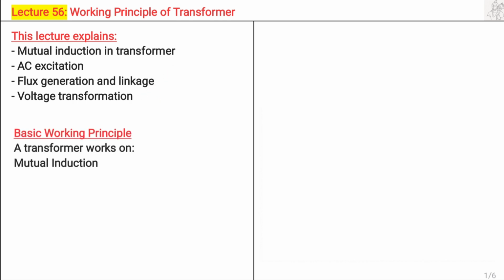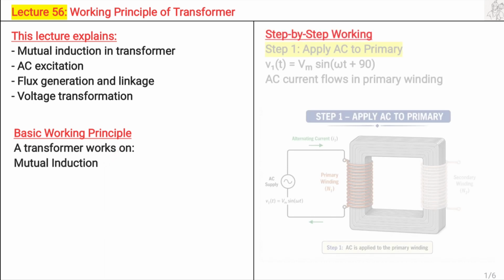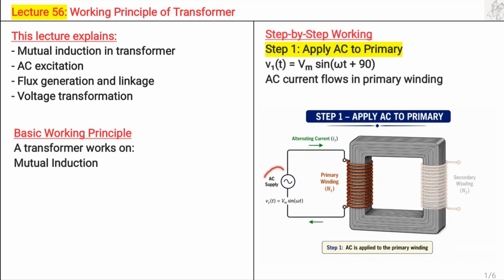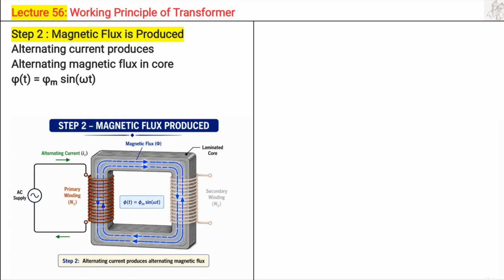So the basic operating principle of a transformer is mutual induction, and let's understand it step by step. In step 1, AC voltage is applied to the primary winding, due to which an alternating current will flow through the primary winding. Due to the flow of alternating current, an alternating flux is set up inside the core, which is given by phi m sin omega t. It is time varying in nature.